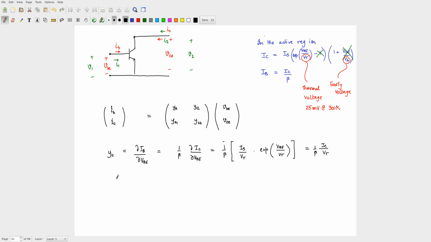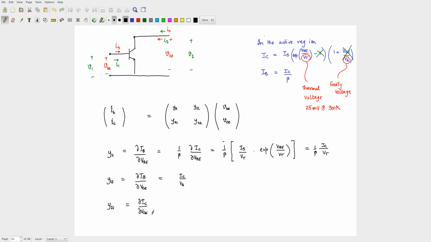All right. Then what about the other parameters? Can you tell me what Y12 is? This should be dou IB by dou VCE. Now I told you to not take it, but if you did take it, what will it be? Can you see that it will be IC by VA roughly if you took it into account. Anyway, you can go and check that out. What is Y21? It is dou IC by dou VBE, and that is nothing but this.